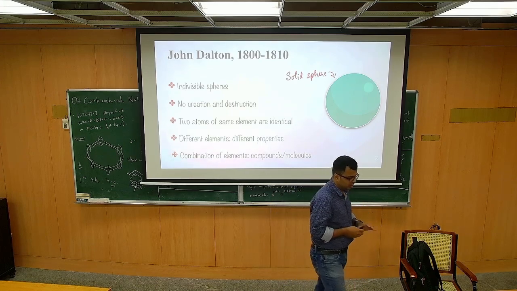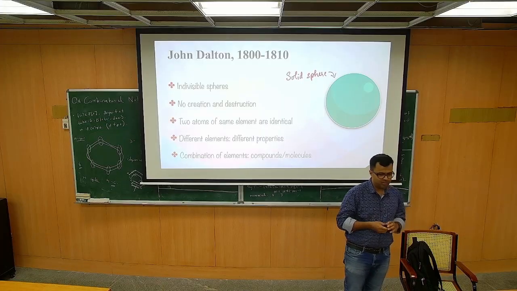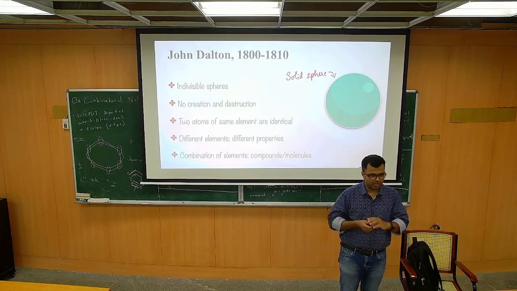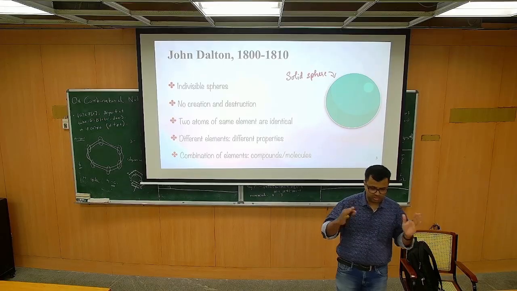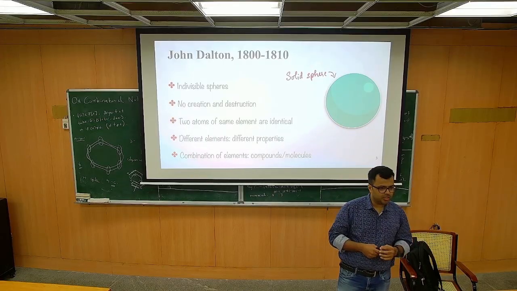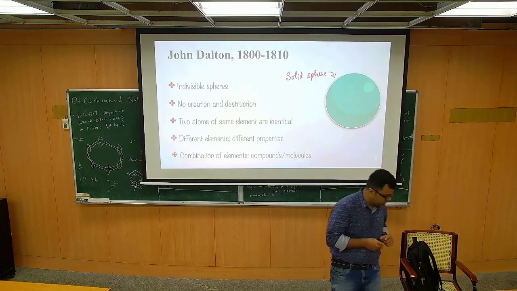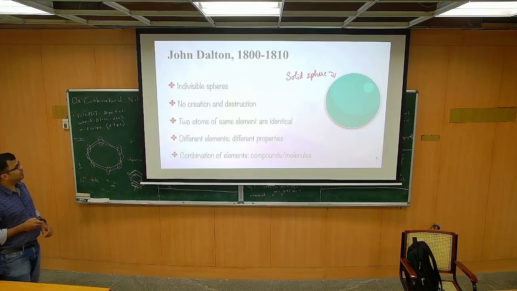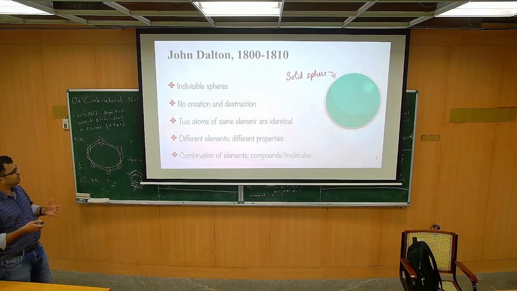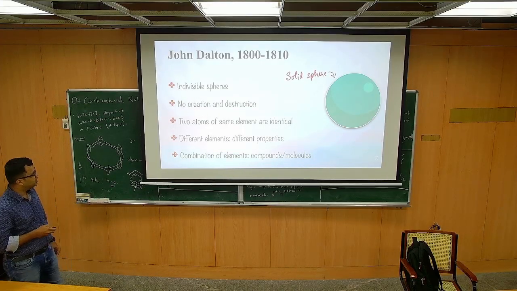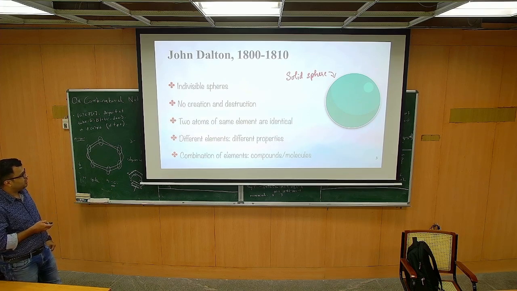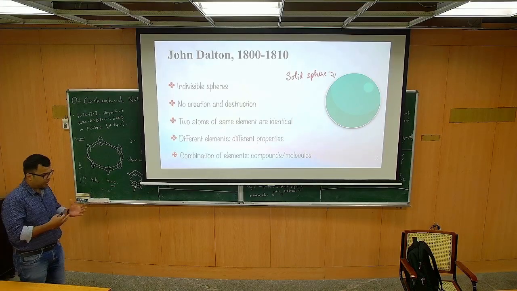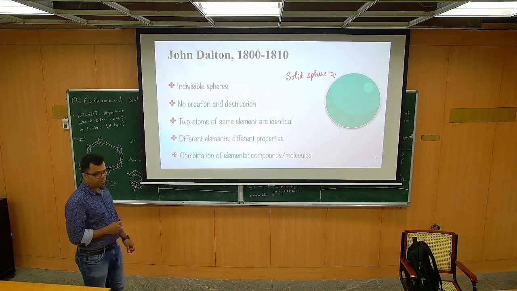John Dalton is the point when people start understanding that this is some minute quantity which has the properties that we see around. He proposed that we are all made of small indivisible spheres. He claimed that these indivisible spheres cannot be created or destroyed, and two such spheres of the same element will have the same properties. That's why we say they are identical, and different elements will have different properties. The combination of various elements will form compounds and molecules.